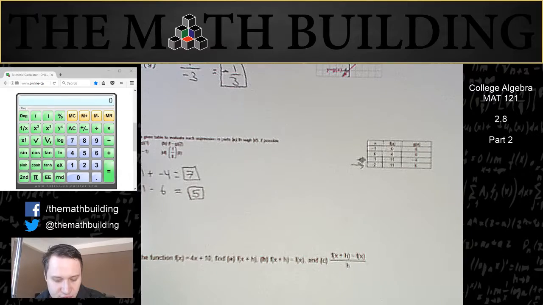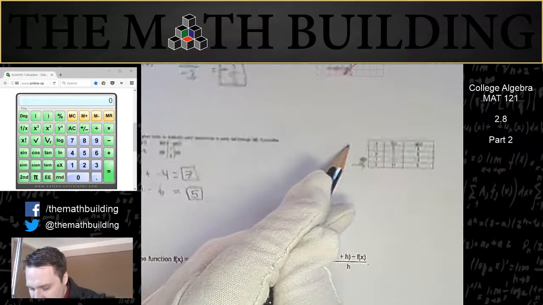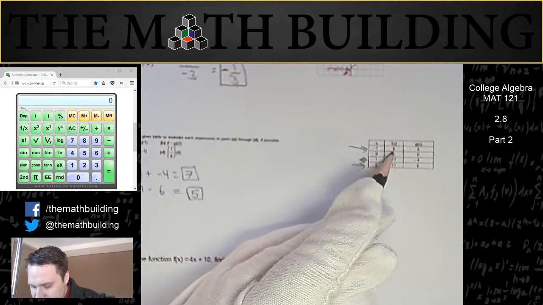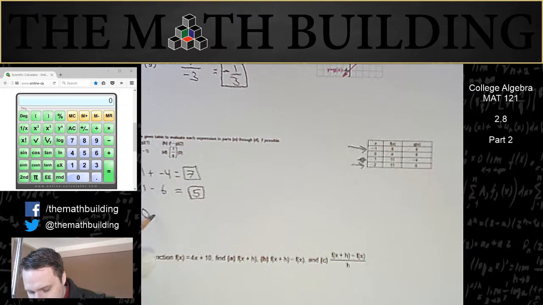Remember, we're not doing negative 1 times fg. Instead, we look at negative 1, and we see that it's going to be 0 times 6, which is 0.